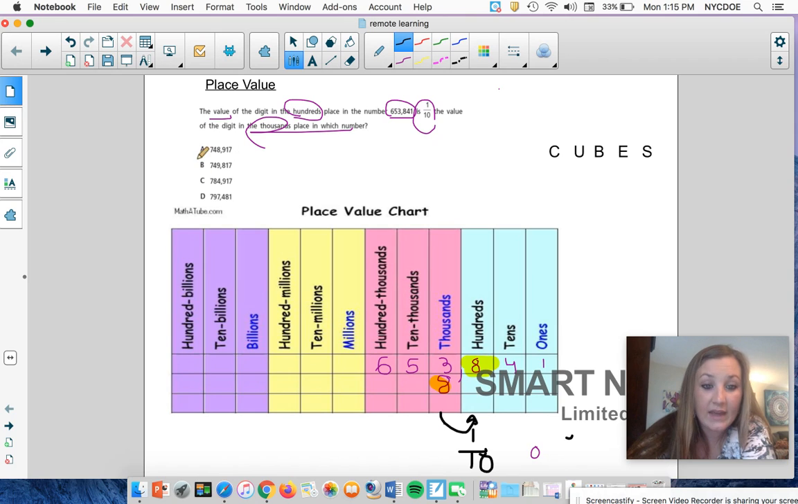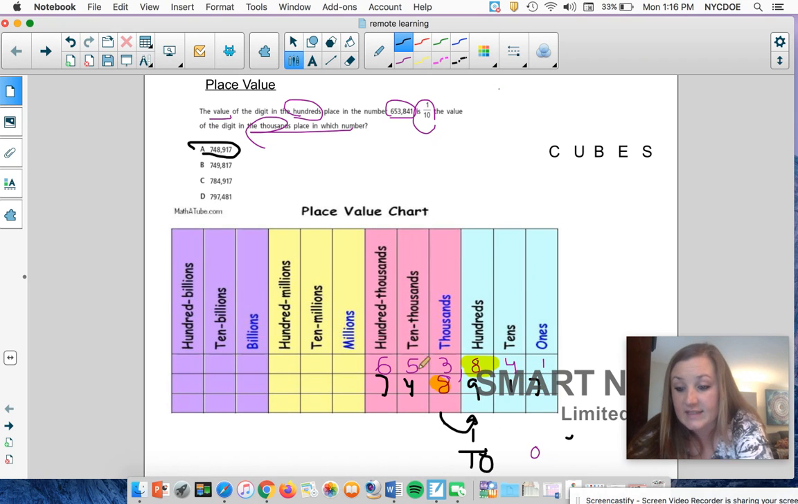Yeah, it's A. So here, your number, 748,917. This number, the 8 is 10 times larger than the 8 here. So that would mean that the value of the digit 8 in the hundredths place is 1/10 smaller than the value of the 8 in the thousands place. Good. Now, misconception would be D.